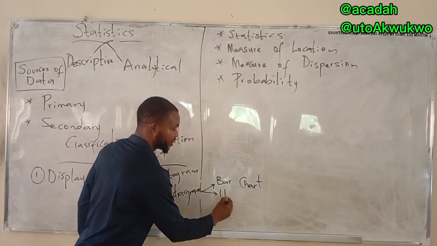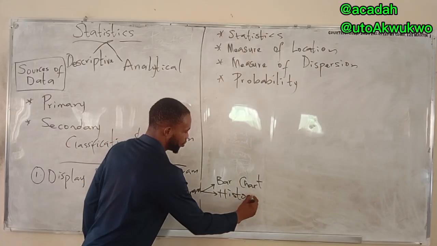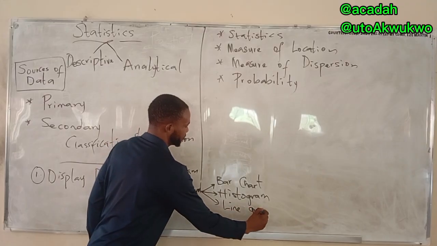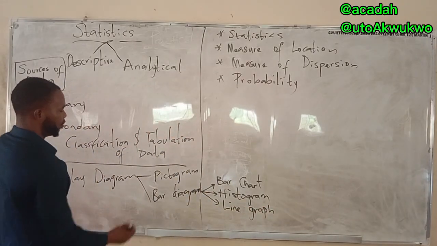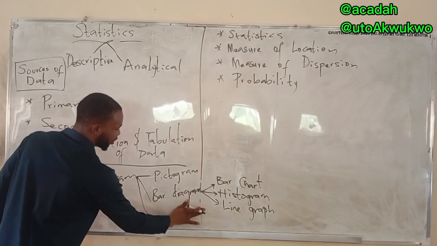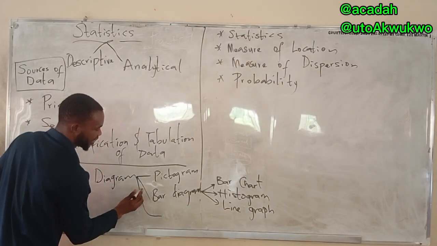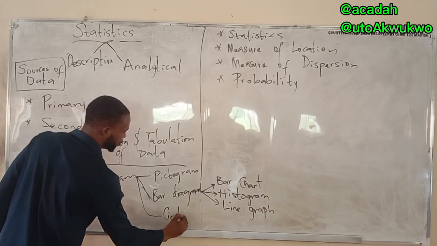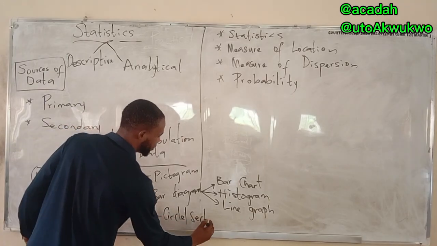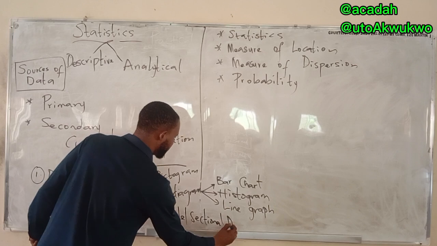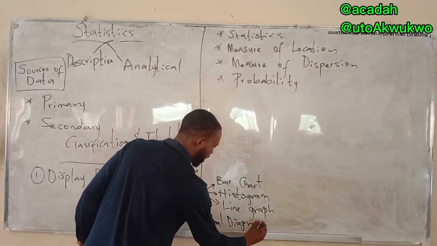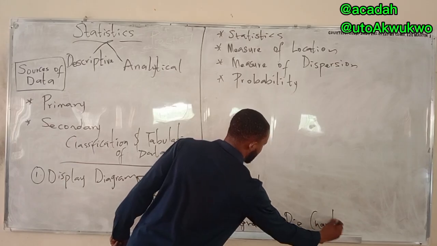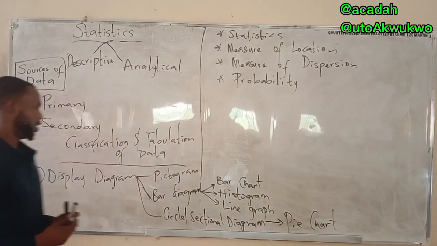I will teach you all these things and how to do them. Histogram, line graph. Then we move to the next one. We have what we call circle or sector diagram, which is also known as pie charts. So this is for display.